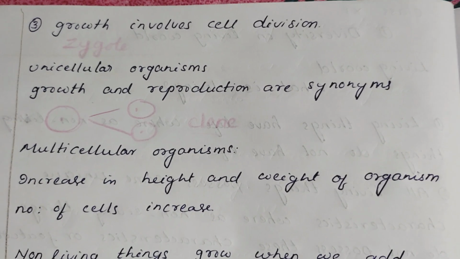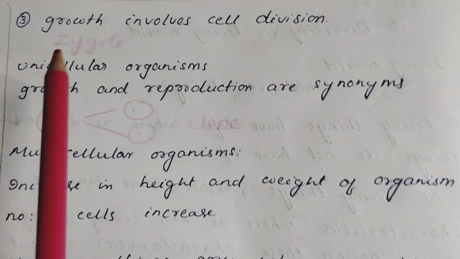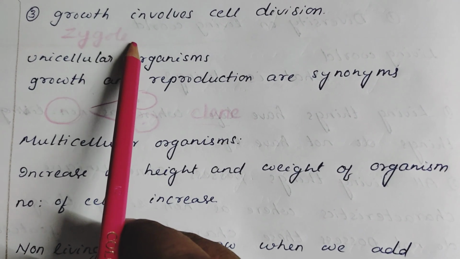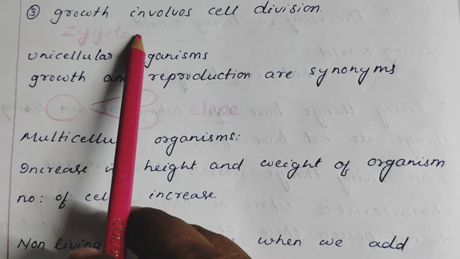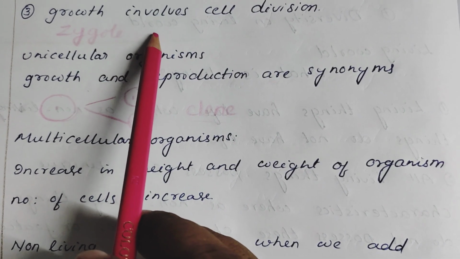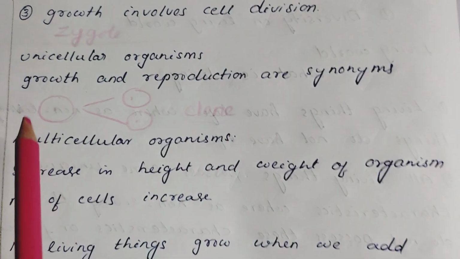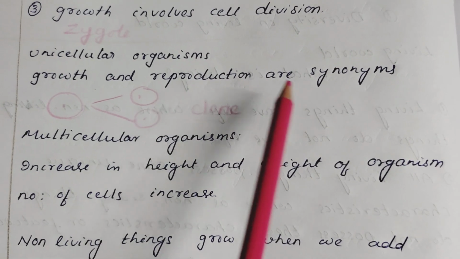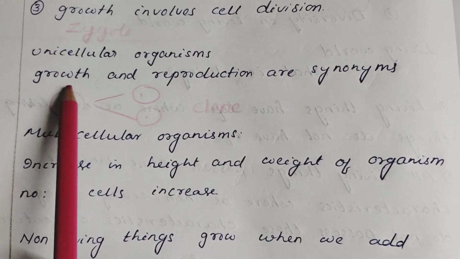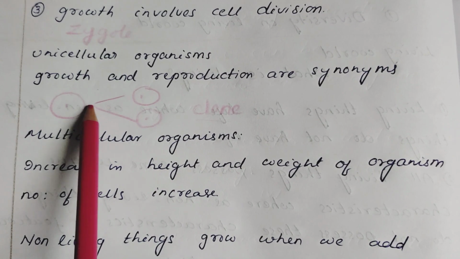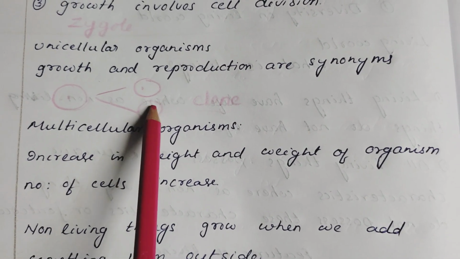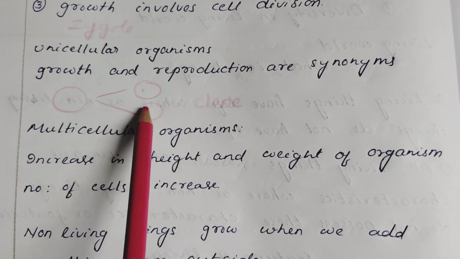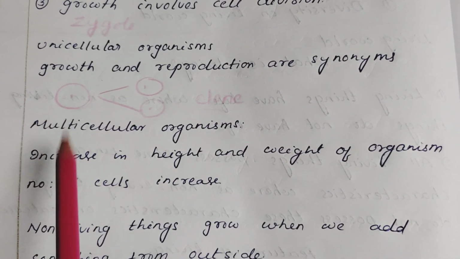Growth involves cell division. When sperm and egg unite, they form a zygote. The zygote is made up of only one cell, but as cell division takes place, the zygote gradually develops into more cells and gradually the development of the baby takes place. In unicellular organisms, growth and reproduction are synonyms. Why? Because when an adult unicellular organism grows, it develops into two daughter organisms. They both look exactly like the mother organism except for size.